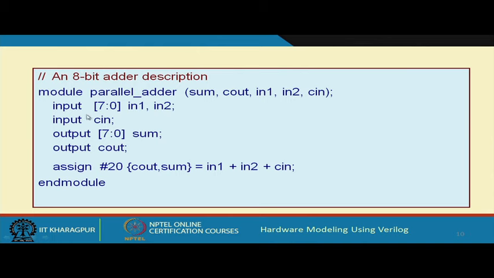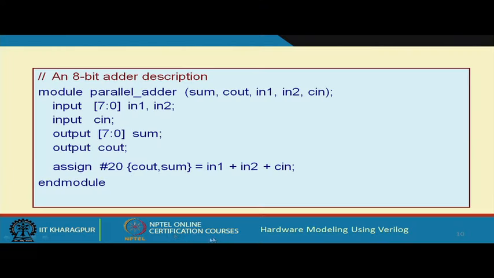Here we are showing the behavioral description of an 8 bit adder. We are assuming that the input numbers are in1 and in2, cin is the carry in, this is the sum and this is the carry out. Because it is an 8 bit adder, in1 and in2 will be 8 bits, cin is the carry in, sum is 8 bits and cout is carry out. We can express this in a behavioral way in a single statement like this. Of course, the addition will be in1 plus in2 plus carry in, but you see when you are adding 2 8 bit numbers, the result can be 9 bits, because there can be 1 bit of carry coming out.